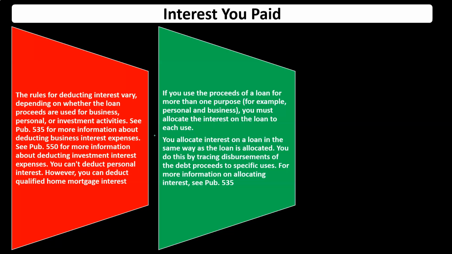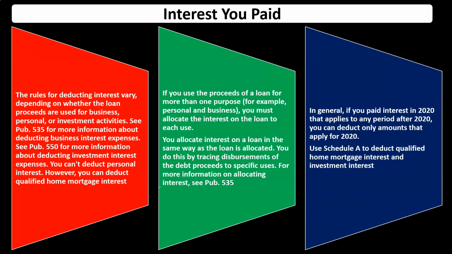You do this by tracing disbursements of the debt proceeds to specific uses. For more information on allocation, you can see Publication 535. So if you need to allocate the interest on a particular loan that's going for different things that may or may not be deductible, or may be deductible in different places, then you could go there and see how you might break that out.